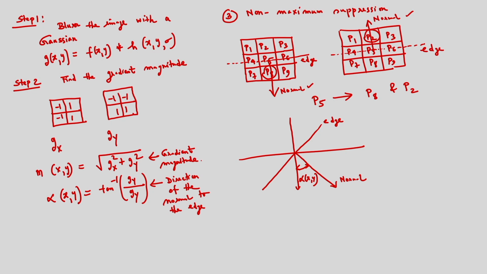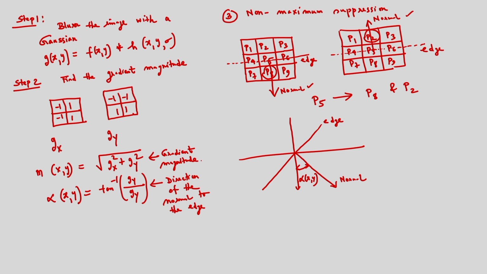Now in this case, what is the non-maximum suppression? In a window I have to examine if the gradient value of the pixel is greater than the neighborhood. So I have to compare the gradient magnitude value of the pixel P5 with P8 and P2. If it is greater than the gradient magnitude of P8 and P2, then I have to retain that as an edge pixel. Otherwise I have to discard P5.